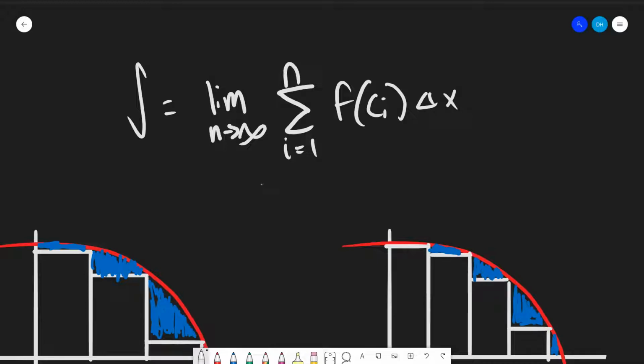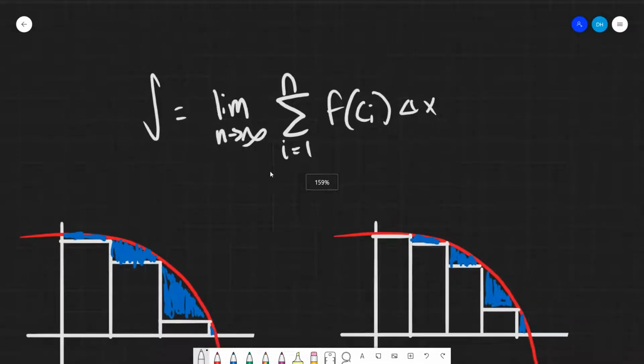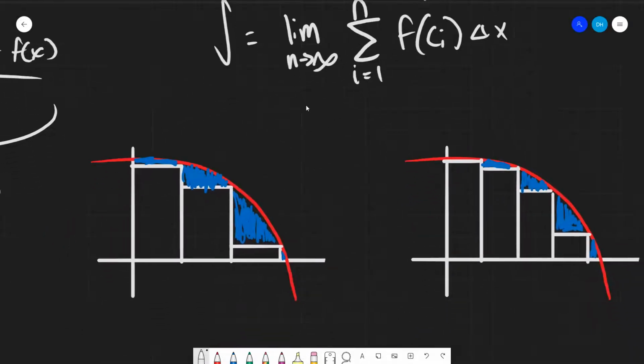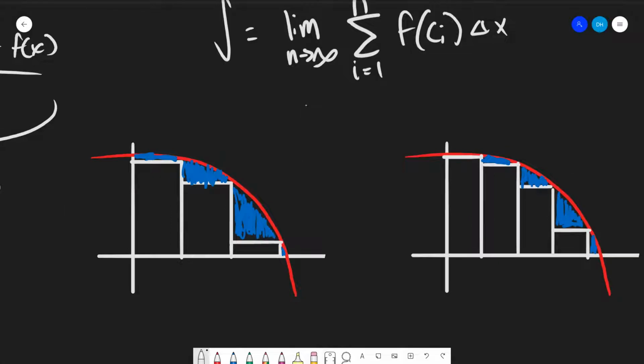This equation is made up of f of c sub i times the change in x. Now this looks scary at first, but all this means is that we're going to take the height and the base of each rectangle and multiply them to find the area. So looking at the first graph on the left, the f of c sub i, that's the height of the rectangle at c sub i.